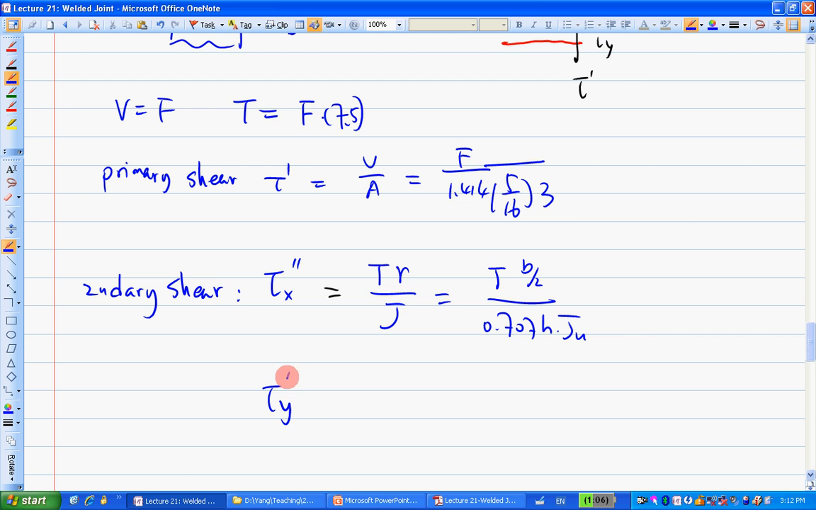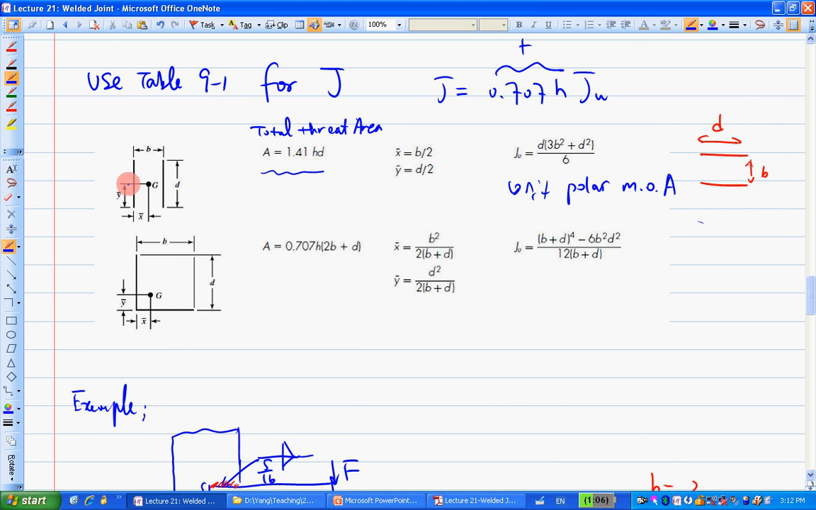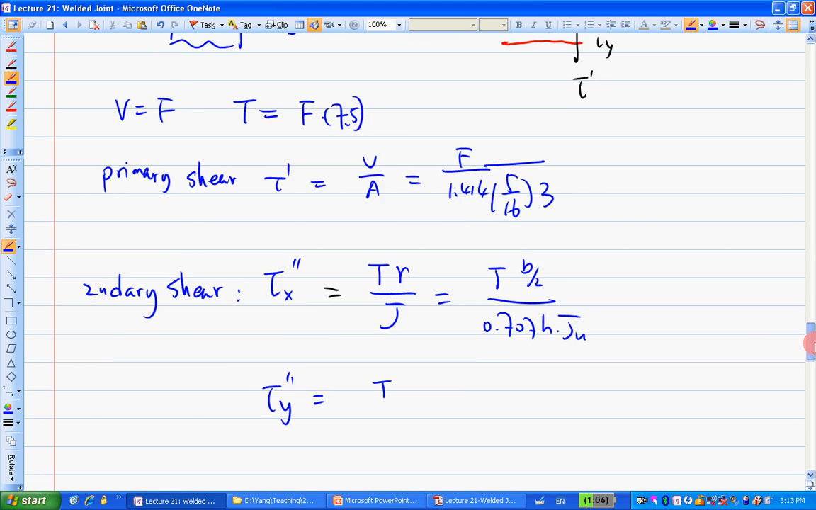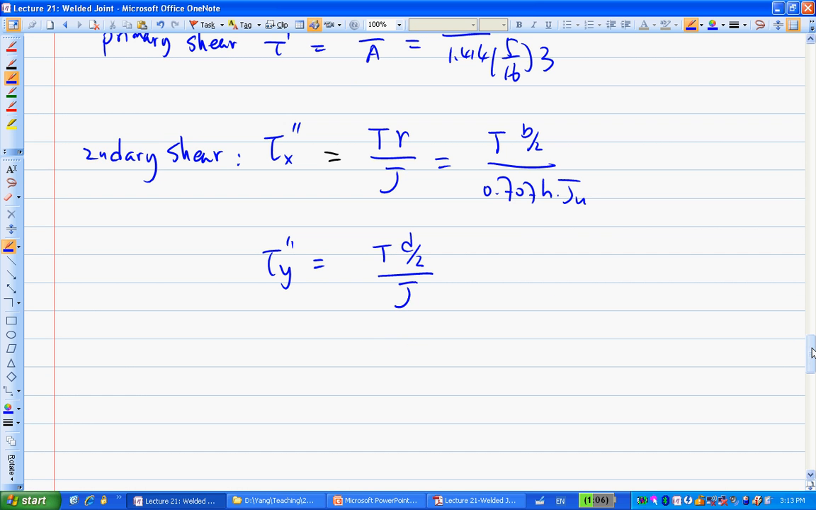Then what about the tau y double prime? That'll be what? T times this quantity, so times this distance here, right? And that distance, according to the table, is this y bar here. It's y bar, and that's D over 2, over J. So then overall, your tau is the square root of tau prime squared, tau y double prime squared, and tau x double prime squared. Okay, like this, to do the calculation.